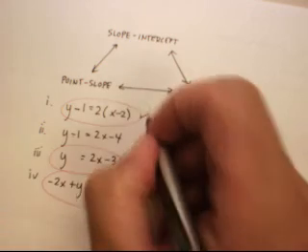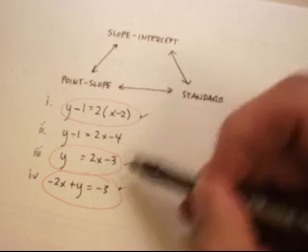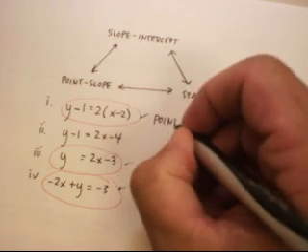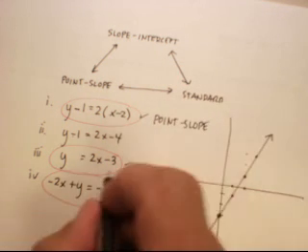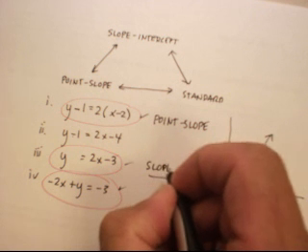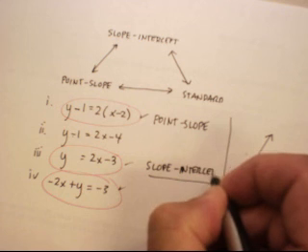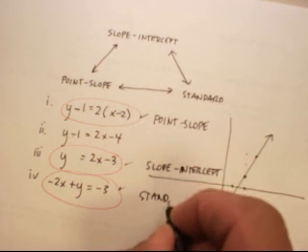So these three equations all represent the same line, but they're just in different forms, aren't they? This would be the point-slope form for this line. This would be the slope-intercept form for this line. And this would be the standard form for this line.